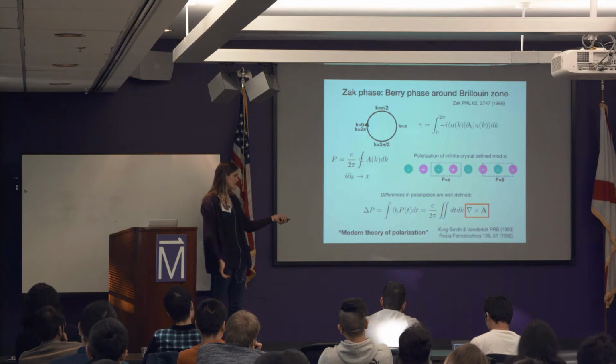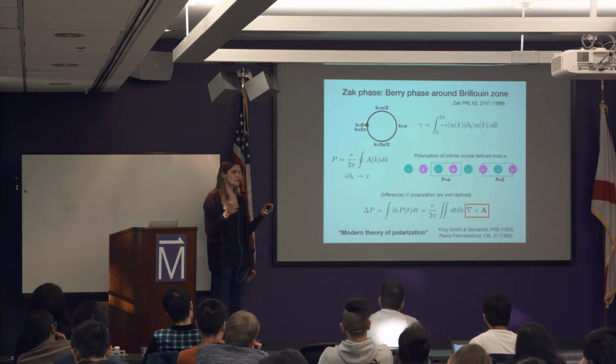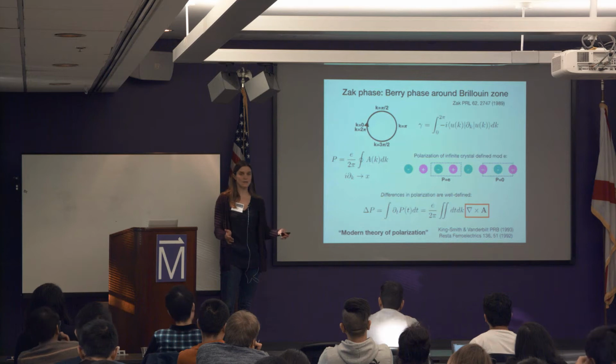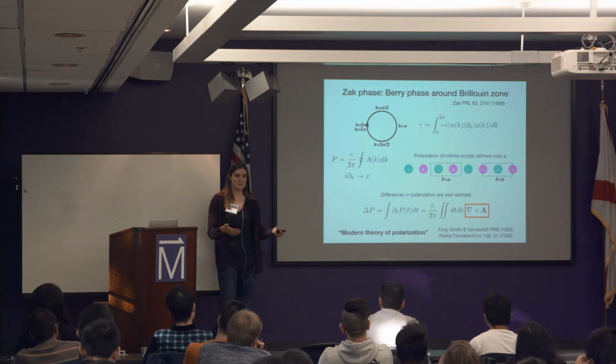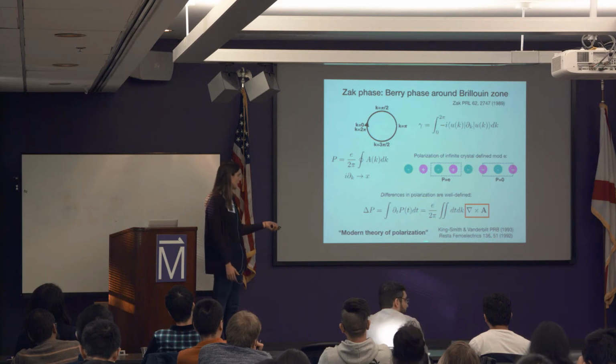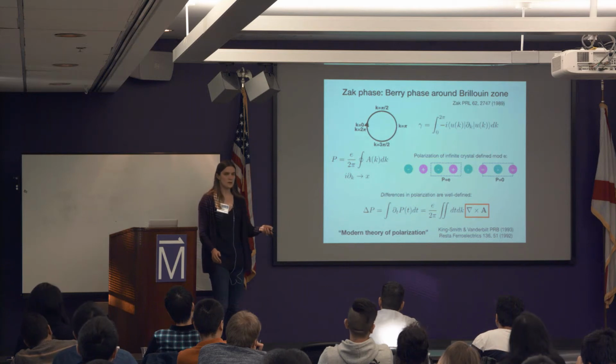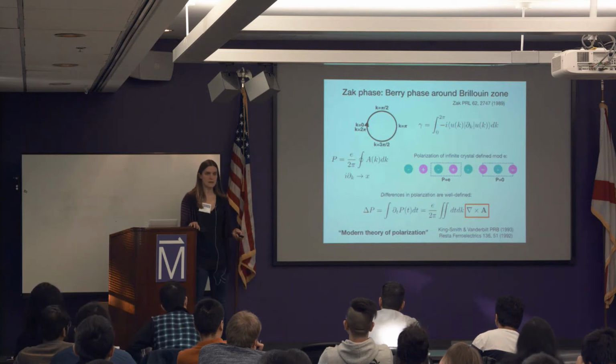And the way that we can get this is just by acting with the time derivative on this formula for the polarization, and then we see that what happens is that you get out the curl of A, and we already saw that the curl of A is a gauge invariant quantity. So differences in polarization are well defined for infinite crystals, and this is how we're going to try to get to some topological invariants. And this whole idea is what's now referred to as the modern theory of polarization, and is summed up in these papers. So are there any questions about Berry phase at this point?